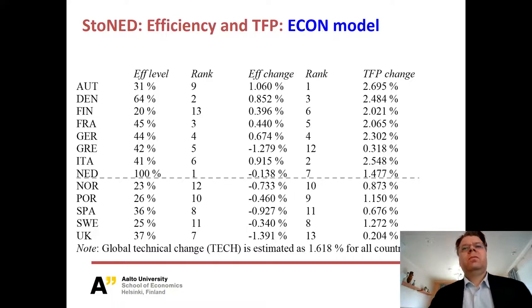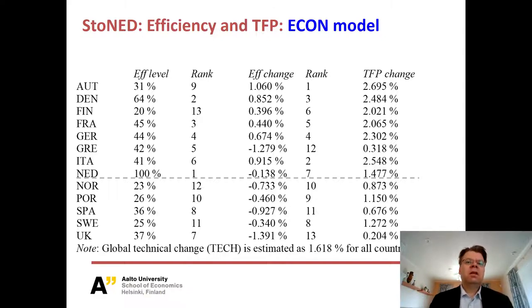So what about the country-specific results? Let's first look at the economic model, and I focus first on the semi-parametric model, which is the most general, and then I'll compare the results to panel data DEA and parametric estimation a little bit later. Firstly, if we look at the level of efficiency, we see from this table that the Netherlands is by far the most economically efficient country in agriculture, and that's not a very surprising result.